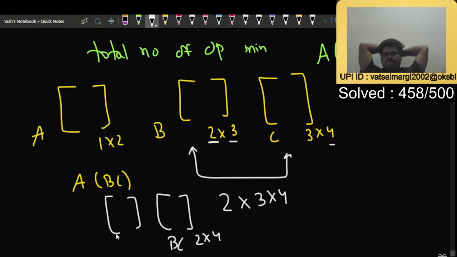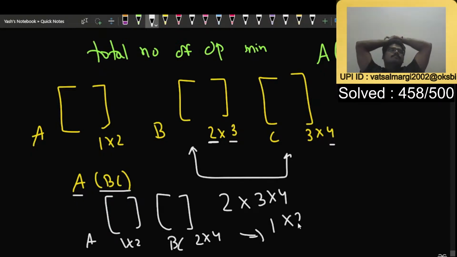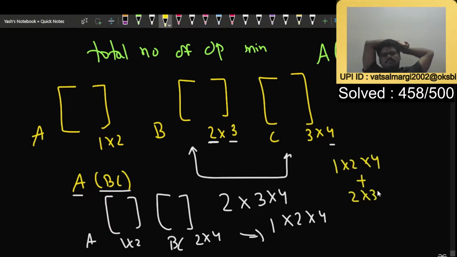We also had a matrix A, which was of dimension 1 cross 2. When we multiply A with BC, we get another cost, that is 1 into 2 into 4. So the overall cost will be 1 into 2 into 4 plus 2 into 3 into 4. This is quite high compared to the other cost. Let us see what we get when we multiply in the other fashion.